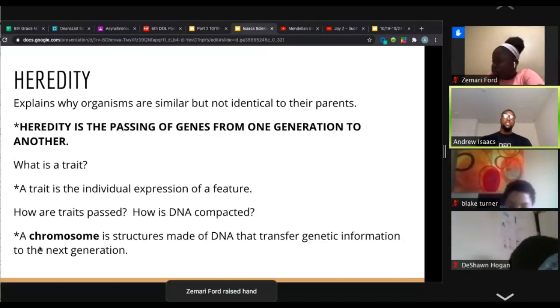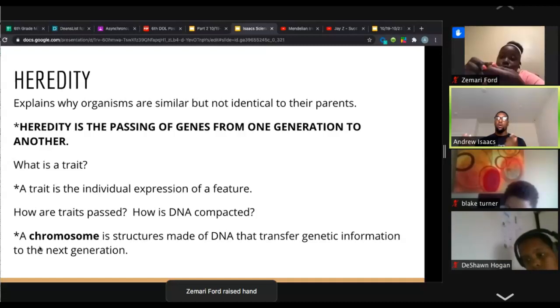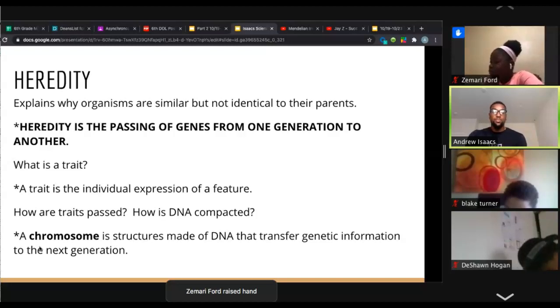So heredity is the passing of genes from one generation to another. What we are passing in those genes are traits. And these traits are passed through chromosomes. Each parent cell has chromosomes, and when they come together to reproduce, they pass their chromosomes to their offspring, to their new organism. Everybody good? Clear, you got these down?